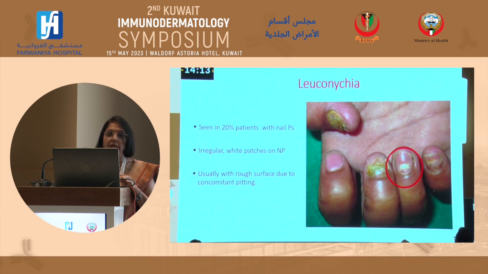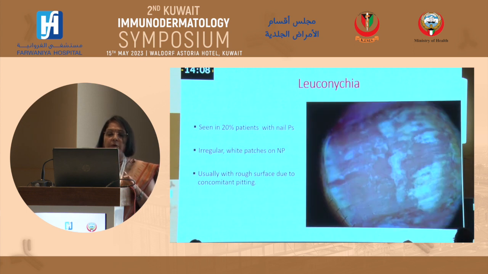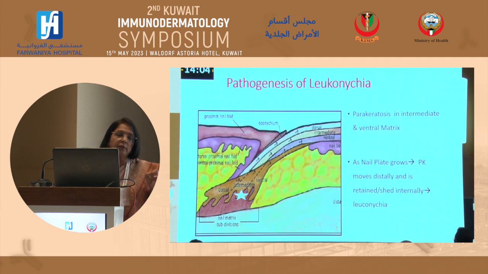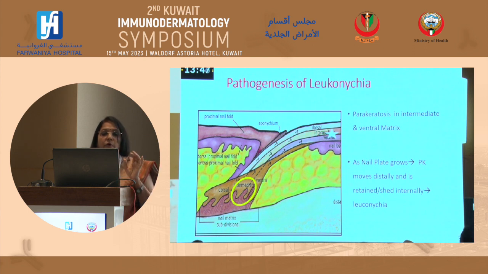They appear as irregular white patches in the nail plate, and on onychoscopy you can see these white spots on the nail plate. And how are they formed? Now the parakeratotic scale is not in the proximal matrix, it is in the intermediate and the ventral matrix. So when this parakeratotic column moves forward, it lies in the intermediate and ventral part. It is unlikely to be shed because the normal dorsal part of the nail plate is there, and these parakeratotic cells appear white in color, and they give the leukonychia.